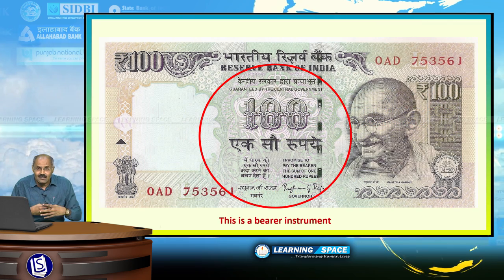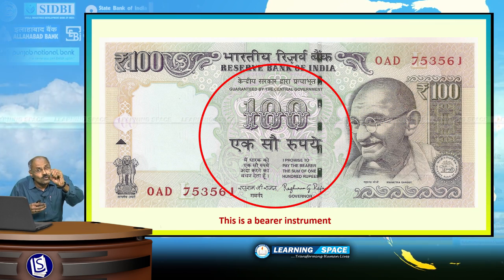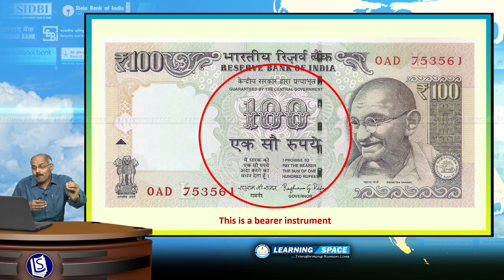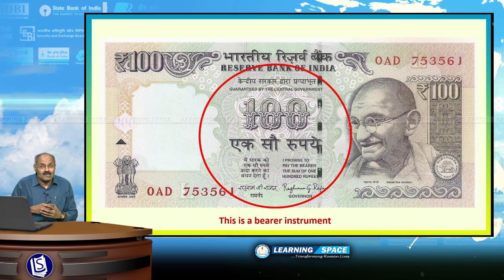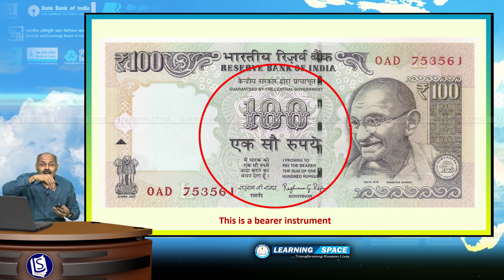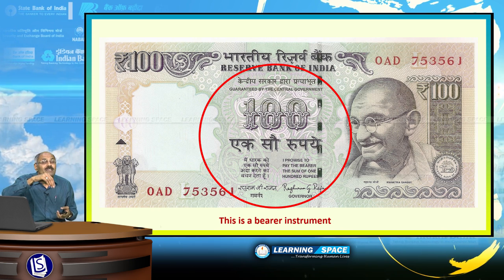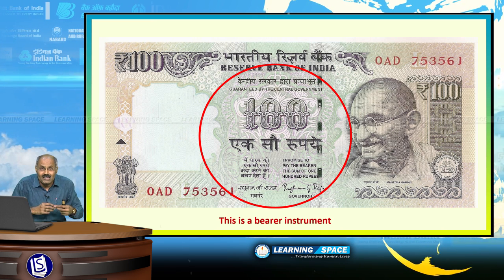And look into this currency note. This 100 rupee currency note, please go through what is written. It is written as, I promise to pay the bearer the sum of 100 rupees. That means whoever holds this currency note will get any goods worth rupees 100 value, right? This is called a bearer instrument.